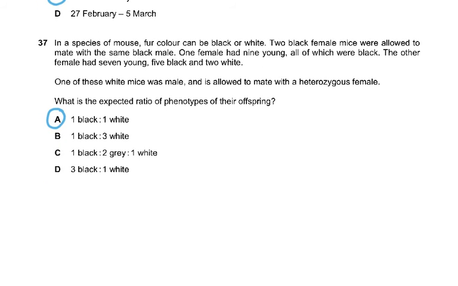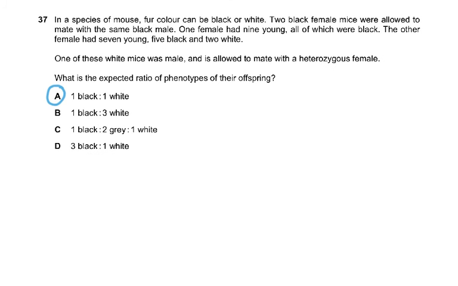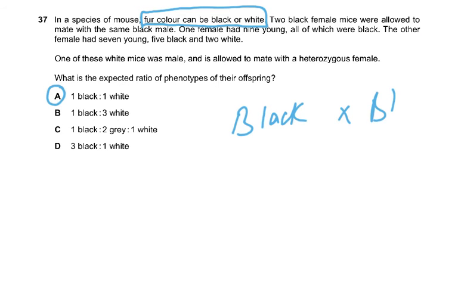Now coming on to question number 37. This is a very good question, a make or break question. In a species of mouse, fur color can be black or white, so we only have two different phenotypes. Two black female mice were allowed to mate with the same black male. So we have black females and a black male, with black crossed with black.